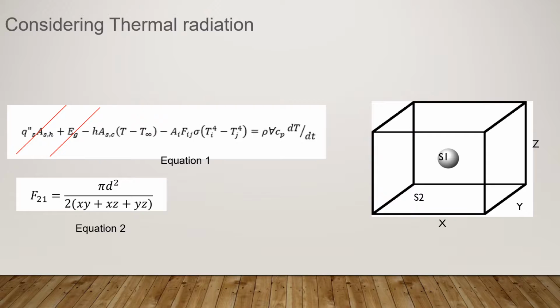One of the things that made this experiment really interesting is the fact that we had to consider the thermal radiation of the oven. Equation 1 shows the process of doing that. Equation 2 also shows the view factor values of the point. So S1 would be the sphere of the chicken, S2 would be the oven.